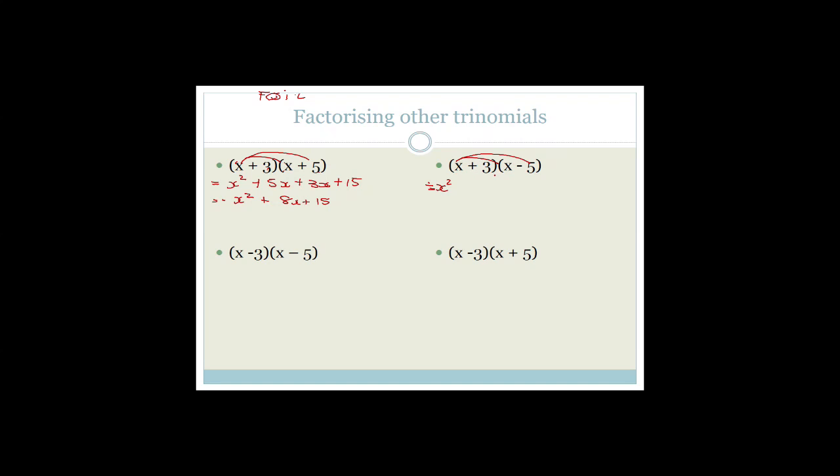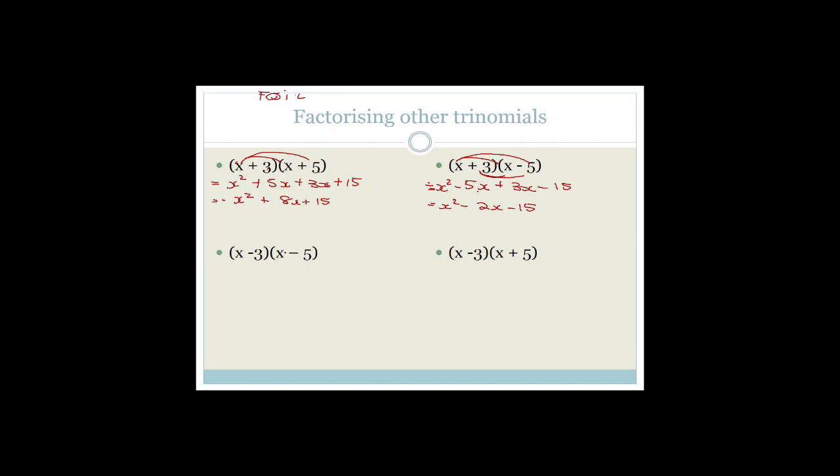Then we've got x times minus 5 is minus 5x, plus 3 times x is plus 3x, and plus 3 times minus 5 is minus 15. Okay, so there's an interesting development here with the plus 3x minus 15 and the fact that we haven't seen one of the teachers at all today. So if we add up these like terms, we get x squared minus 5x plus 3x is minus 2x minus 15.